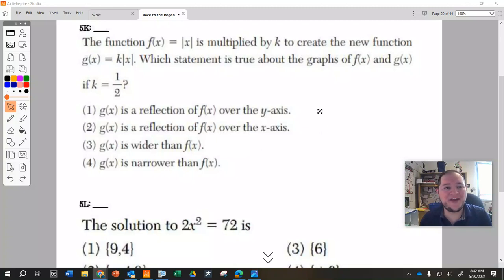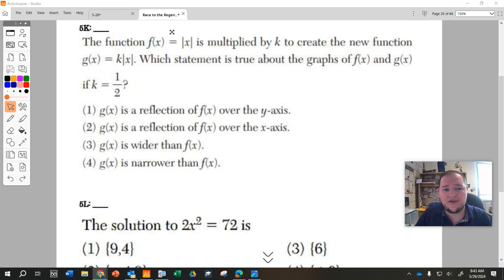Okay, question 5K. The function f of x equals, these bars are absolute value. That's how you read that. So f of x equals absolute value of x is multiplied by k to create the new function g of x equals k of absolute value of x. Which statement is true about the graphs of f of x and g of x if k equals a half?